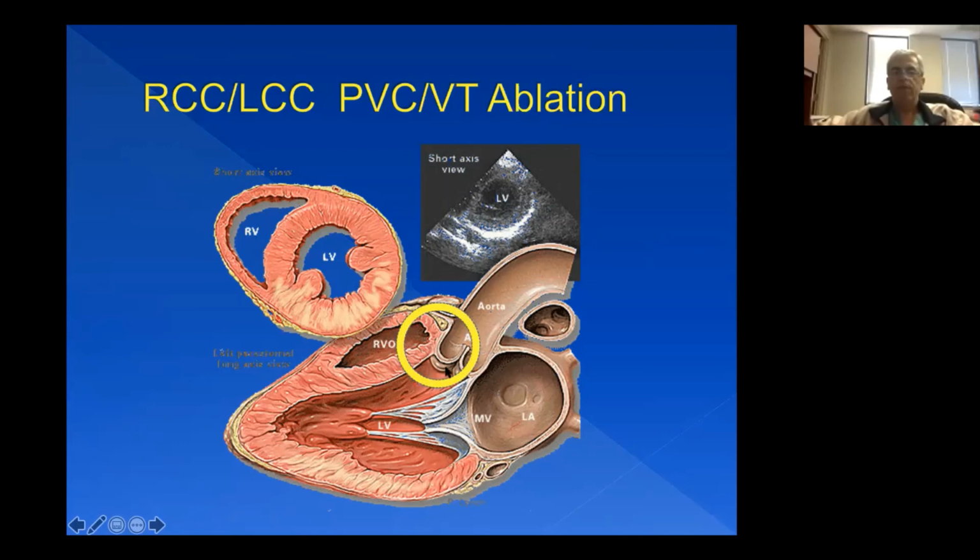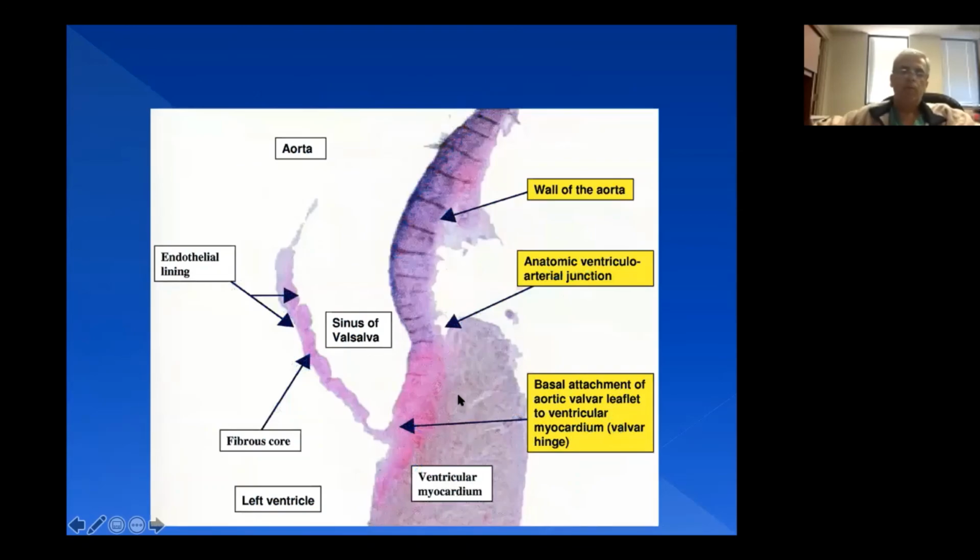So let's focus at the root of the aorta as it connects to the outflow of the left ventricle. If we look at the pathology of that connection, this is the wall of the aorta.